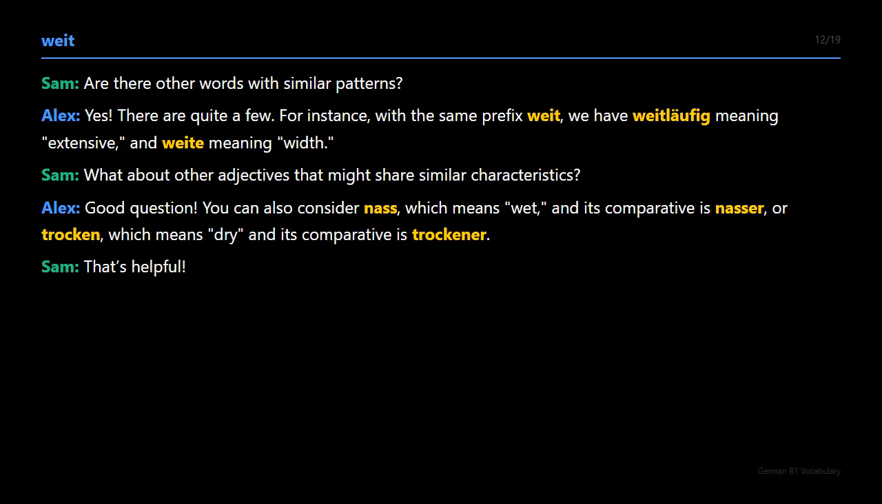Good question. You can also consider nass, which means wet, and its comparative is nasser, trocken, which means dry, and its comparative is trockener.